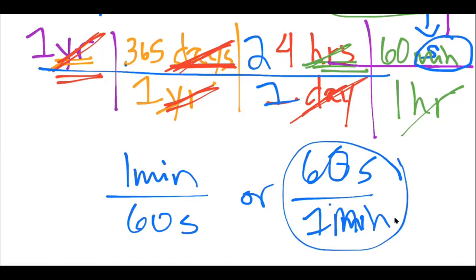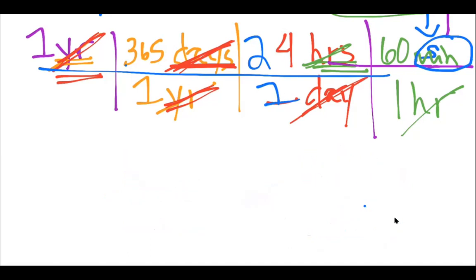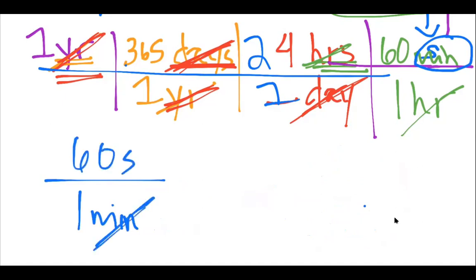Now, I ran out of room, so I'm going to have to continue on this next line. Okay, but I would have 1 minute down here and 60 seconds on top, and then this minute cancels with this minute, because really this would be extended. I would keep going to the right. I just ran out of room because this is such a long problem, and I'm working on an old iPad mini, so I don't have as much space on the screen.